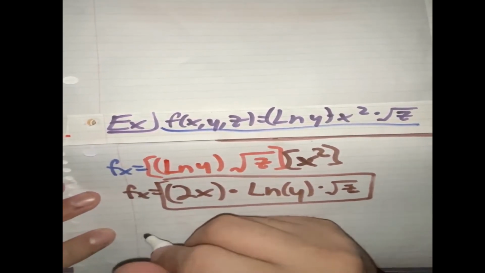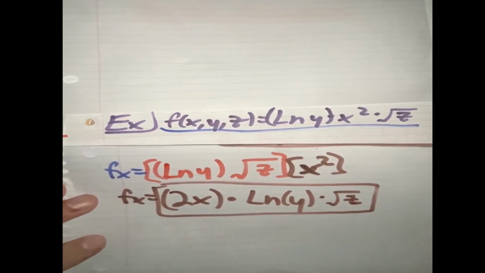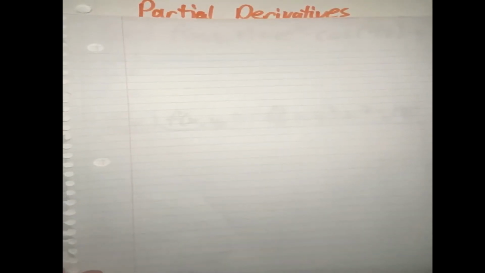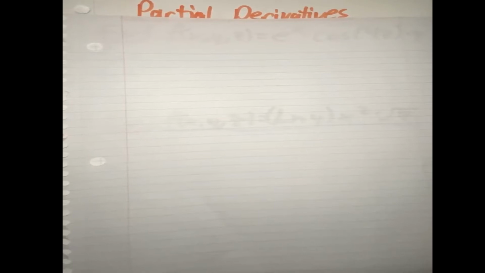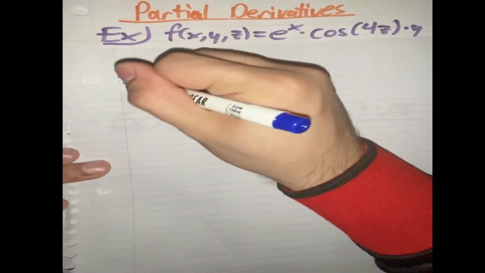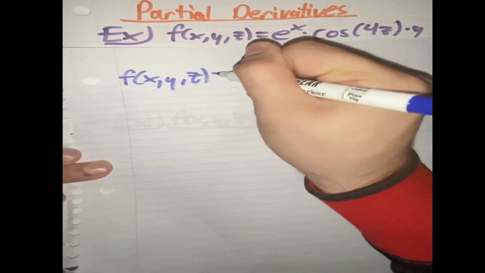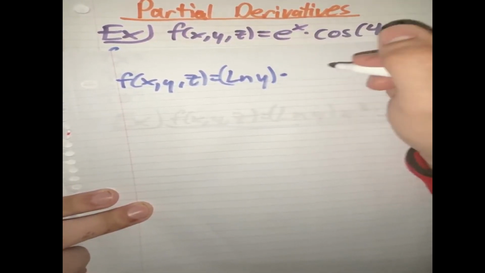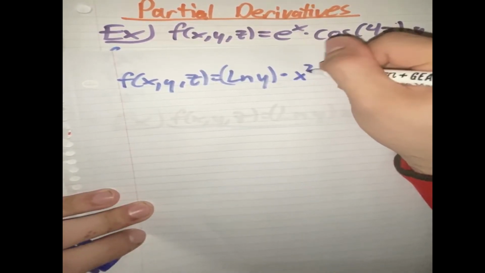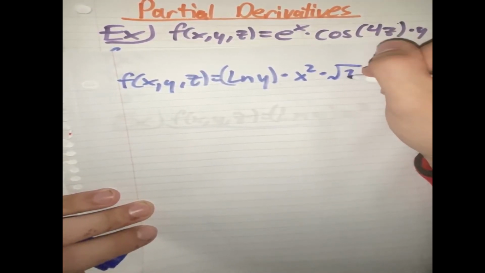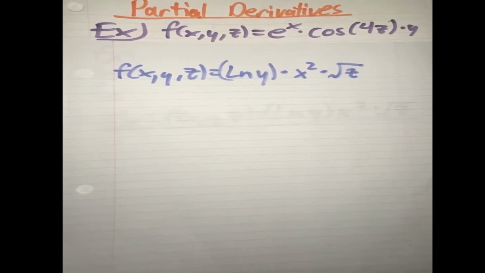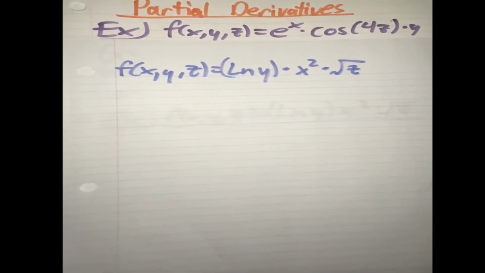Now, how about with respect to y? With respect to y, it's a little bit trickier, so I'll do it on another sheet of paper. So first thing we do is copy the problem down. f of x, y, z is equal to the natural log of y times x squared times the square root of z. So now we're taking it with respect to y.